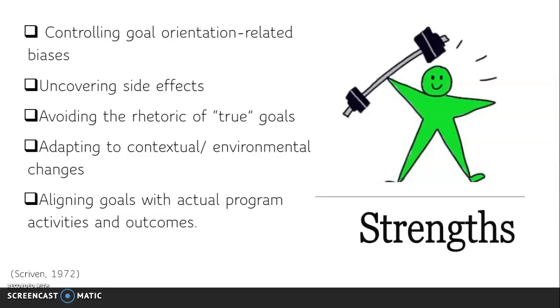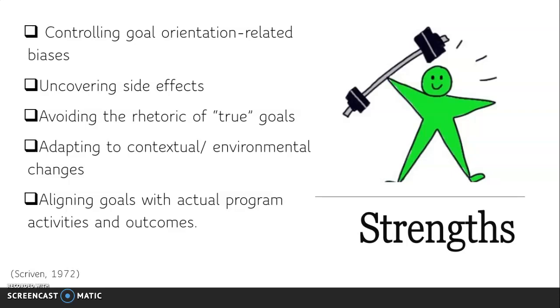From the model, we can highlight 5 major strengths. Number 1, controlling goal orientation related biases. Through reducing interaction with program staff and by making the evaluator blinded from the program objectives, goal-free evaluation is less vulnerable to some of the social biases. Number 2, uncovering side effects. Goal-free evaluation can benefit foundations and their programs because it's more likely to identify unintended positive and negative side effects, simply because the method allows for, and encourages a broader range of outcomes as well as unanticipated outcomes.